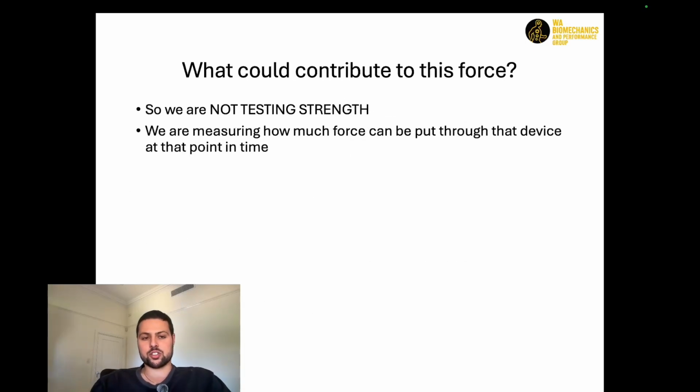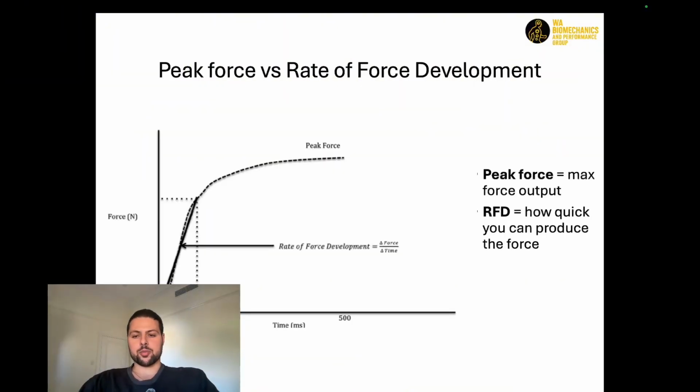So we're not testing strength, we're measuring how much force can be put through that device at that point in time. So why does this stuff matter? And what are we actually measuring when we do dynamometry? There's quite a few metrics that can be spat out through a dynamometer. I think not many of them are valuable besides, my bias, these two metrics.